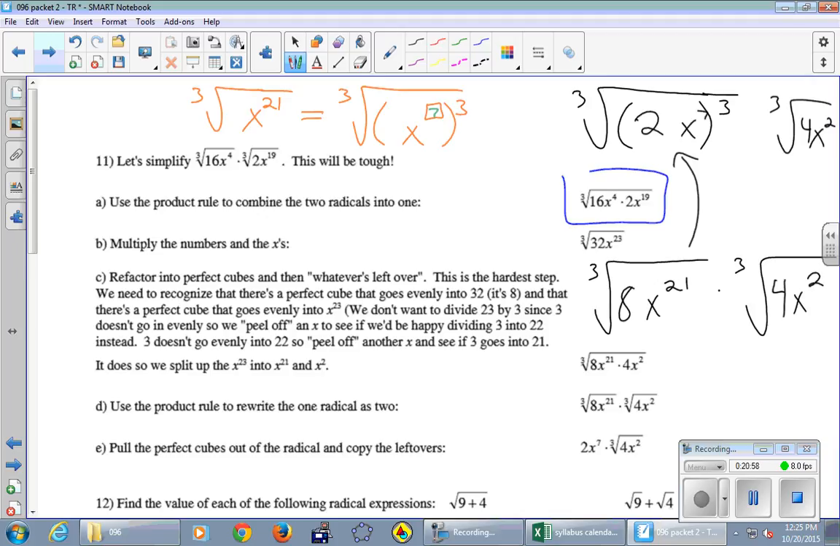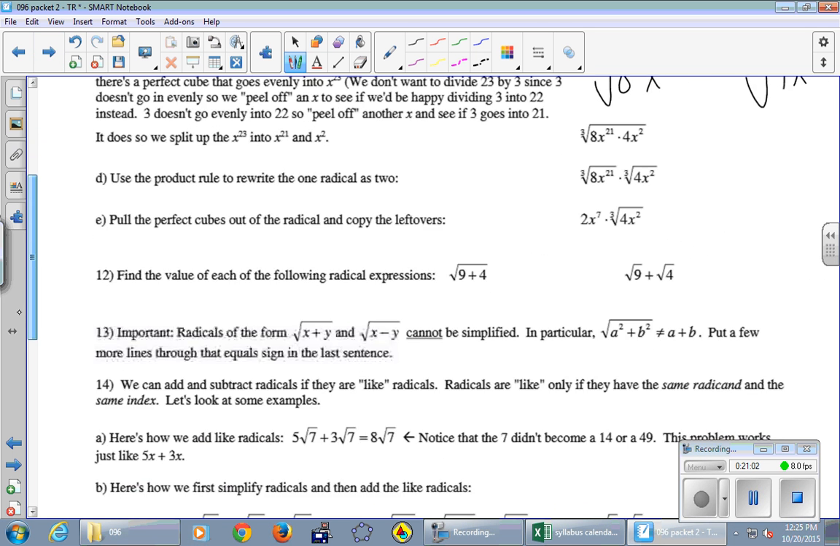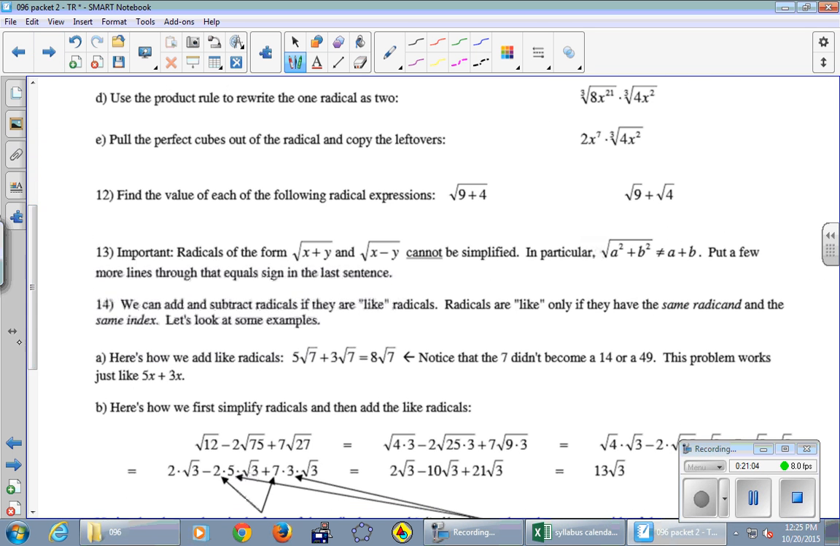Okay, moving on to number 12. It says find the value of the following radical expressions: square root of 9 plus 4, square root of 9 plus square root of 4. On the previous page, we saw the same kind of thing, but instead of plus, it was what? Multiply. And we got the same answer, whether we multiplied first or last, yes? So let's see if addition works as nicely as multiplication.